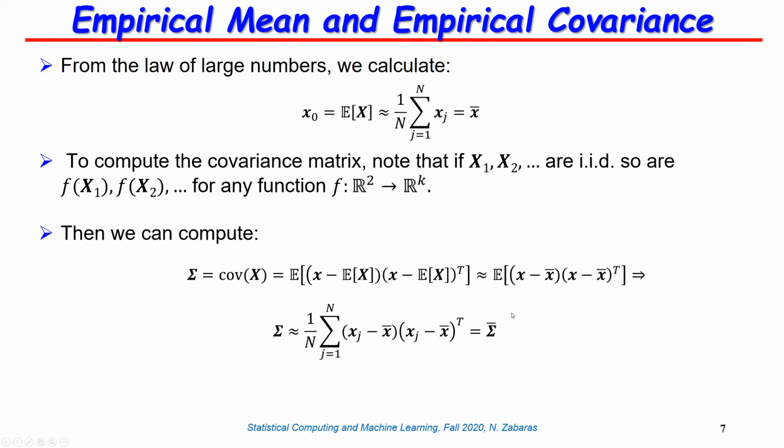So effectively what I'm using here is samples xj minus the sample mean times xj minus the sample mean transpose. So I have n of those samples, and this is an approximation of the expectation that you see. The equation written on the bottom defines the sample covariance, or the empirical covariance matrix, if you like.